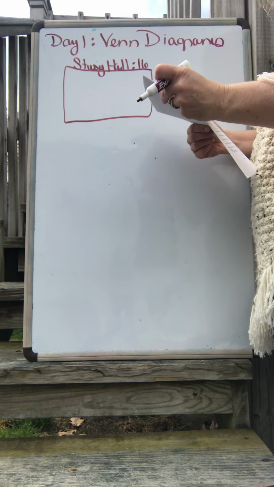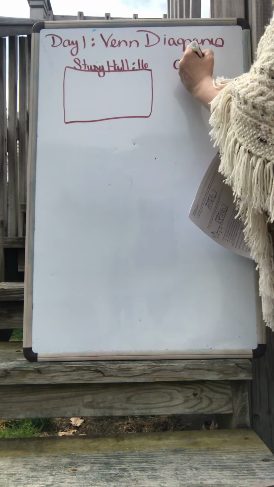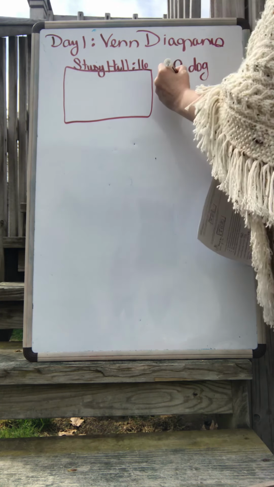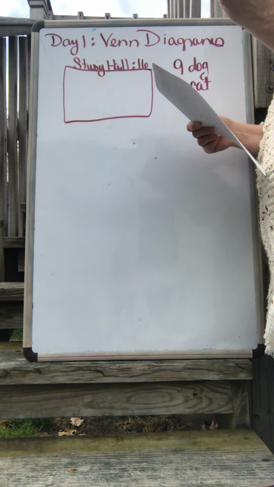9 students have a dog. So let's just write that. 9 have a dog. 6 have a cat. And 2 have both.